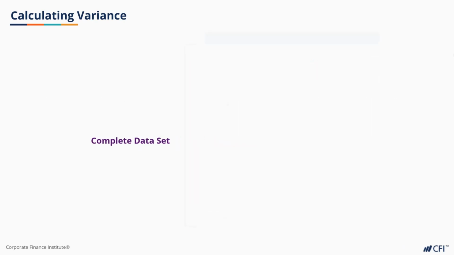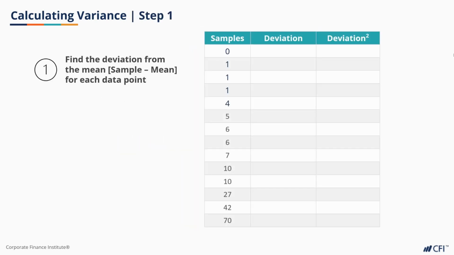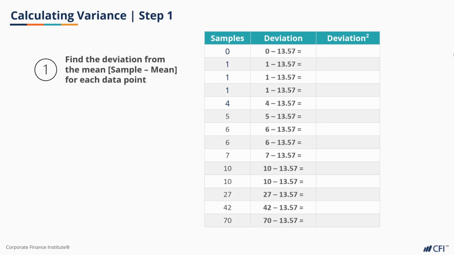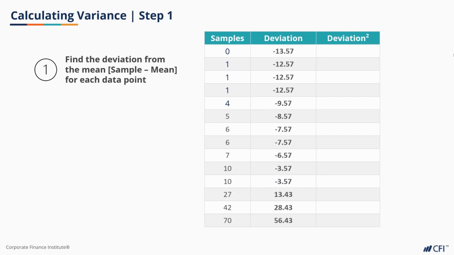Let's try that. Here are our data points. We'll take each data point and subtract the mean from it. Next, we'll add those together. We get 0. Okay, so we have an issue. Some of our samples are negative and some are positive. This is causing our negative and positive samples to just cancel each other out.